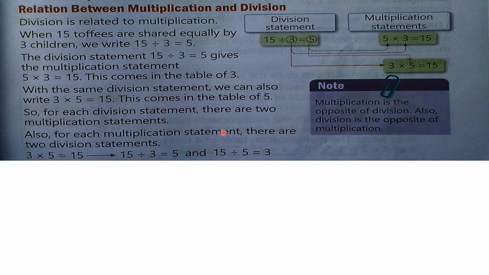Also, for each multiplication statement there are 2 division statements. So 3 multiplied by 5 is equal to 15. Here we can write 15 divided by 3 is equal to 5, and 15 divided by 5 is equal to 3. In this way we can do it. Got it, children? Multiplication is the opposite of division, and division is the opposite of multiplication. So multiplication and division are related in this way. Got it?